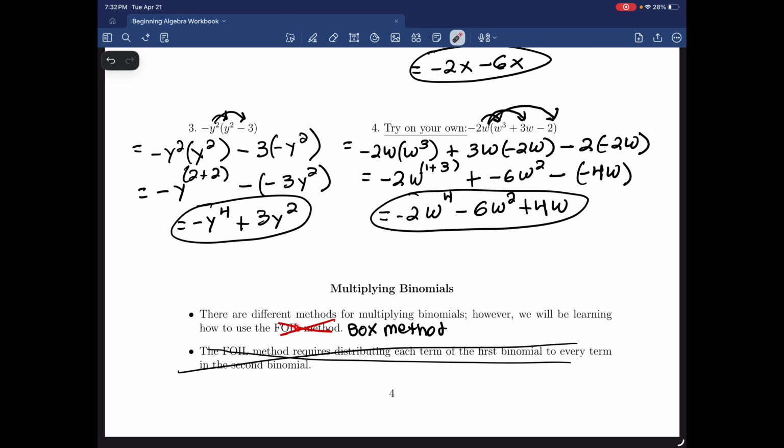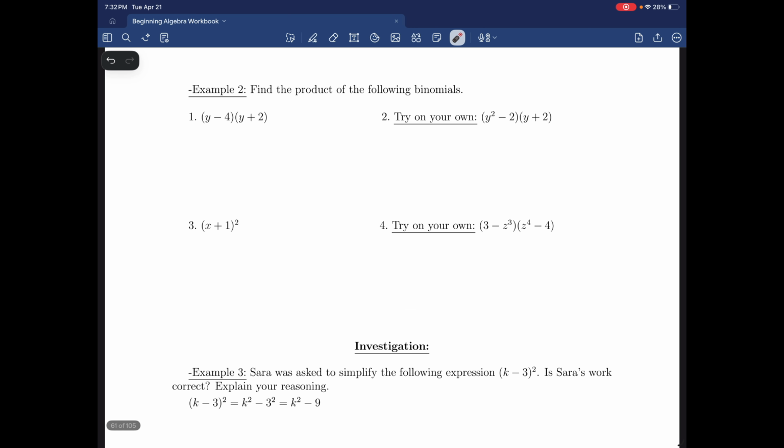I did cross this out. I was going to teach a different method before, but I decided that we're going to go with the box method. And you will end up learning the FOIL method later in the course. But the box method is just a good method to start off to help you understand what's happening here when we multiply these binomials. Alrighty, so without further ado, let's take a look.